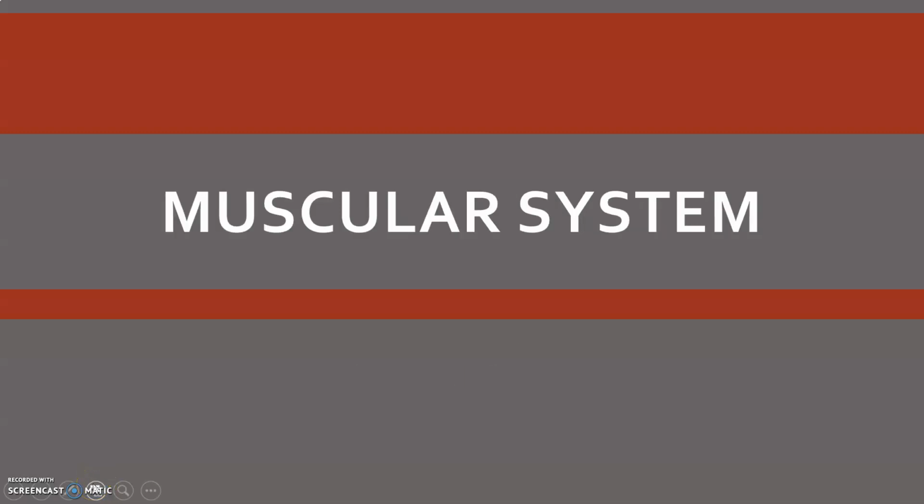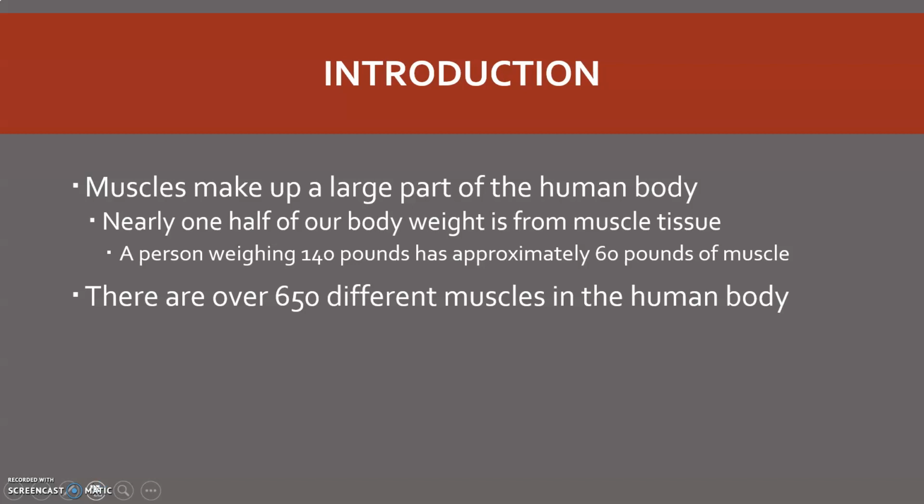For today's class, we are introducing the muscular system. Muscles make up a large part of the human body. In fact, nearly 1/2 of our body weight is from muscles. There are over 650 different muscles in the human body. These muscles enable movement. We will begin with talking about the types of muscles.